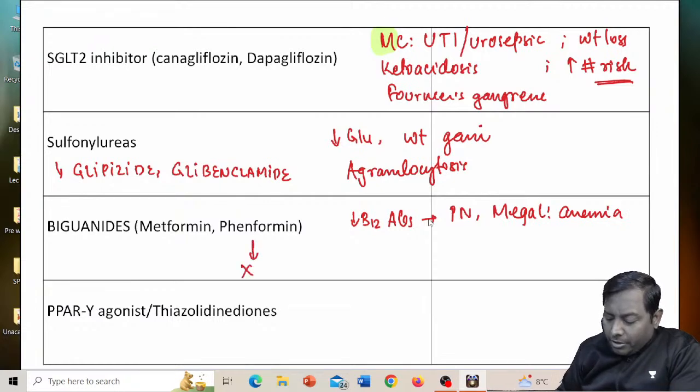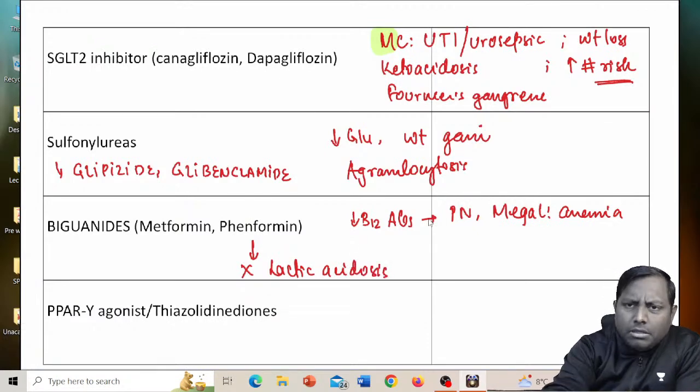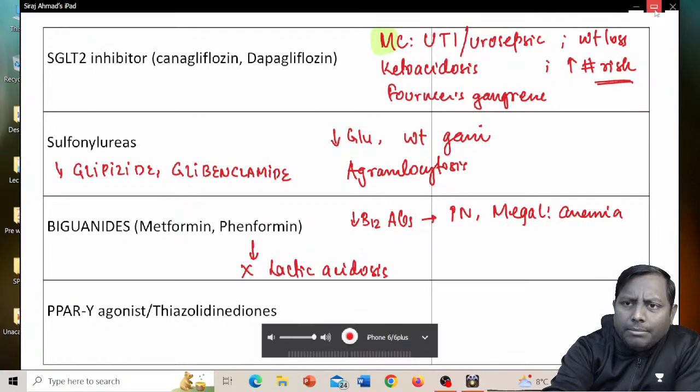Phenformin is actually banned because of the side effect known as lactic acidosis. In fact, this lactic acidosis can also be seen with metformin. Less risk, but definitely can be seen.